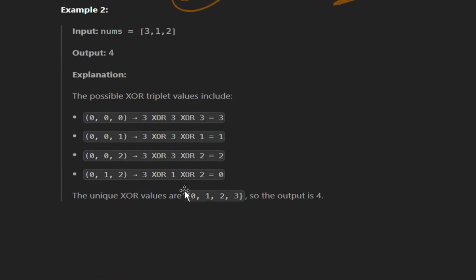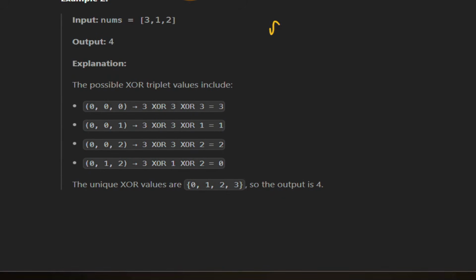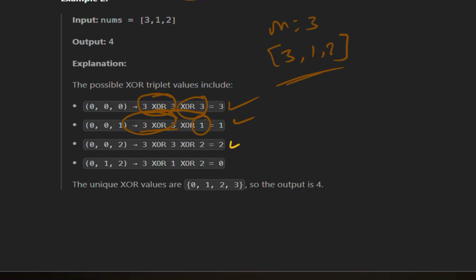Now let's see the next example. In the next example we have n equal to 3. That means the permutation is 3, 1 and 2, right? Now see 3 XOR 3 XOR 3. 3 XOR 3 will be 0, and then 0 XOR something will be that number. So we get 3 here. Then 3 XOR 3 will again be 0, then 0 XOR 1 will give us 1. Then we get 2. Then we get 0. So in this way we get four distinct values: 0, 1, 2 and 3. So the answer is 4, right?